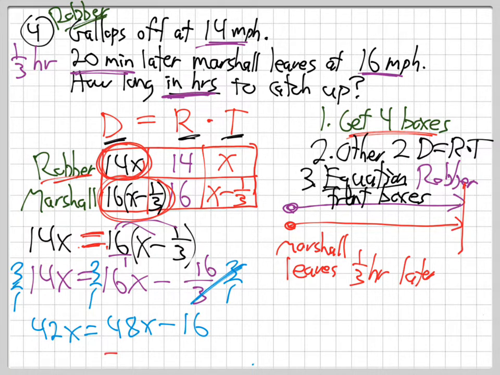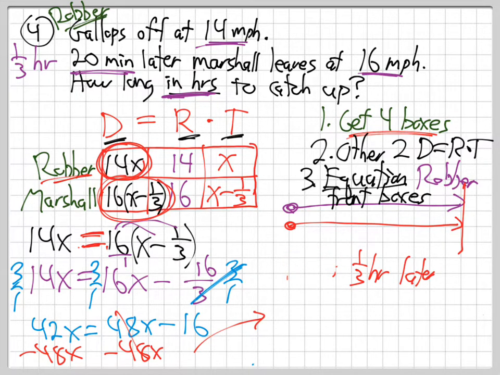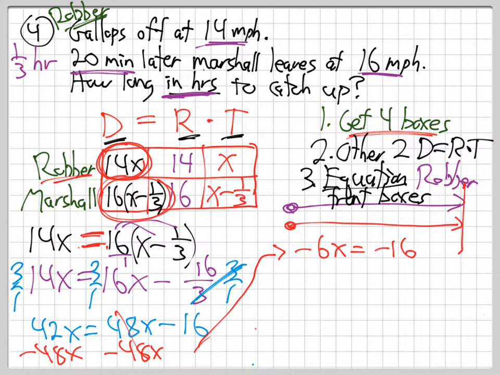Yeah. Subtract 48x from both. Oh, boom. Bring it over here. That'll make it... I'm running out of room here. It's a long problem. These problems go on and on and on. So you get minus 6x is minus 16.